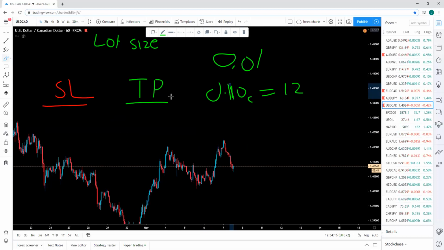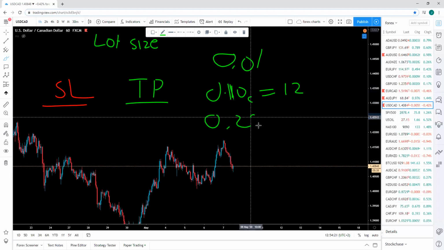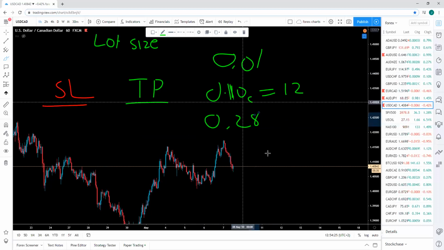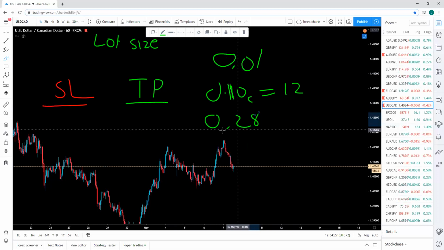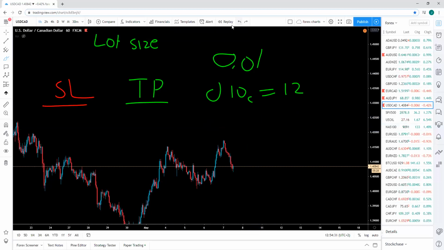So the next one is your lot size. The calculator will tell you what your lot size is. The lot size can be 0.28 according to your account size and the percentage that you want to risk on your account. So it can differ. There's a big difference. I just want to show you the lot sizes, how they work.